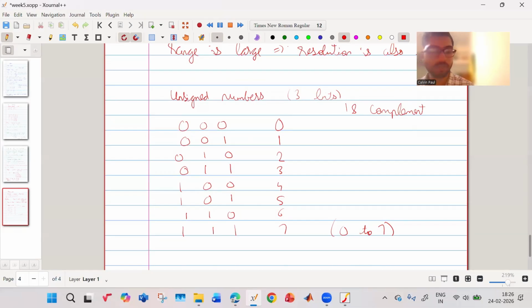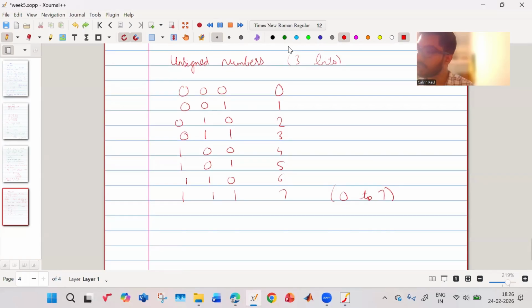First, let me tell you. 0 to 7 is the range for unsigned. But when I go for signed numbers, I need an indicator. I need something to tell me whether the number is positive or negative. Here it is always positive, so I can take it for granted that my number is positive. But when I go for signed numbers, I need an indicator.